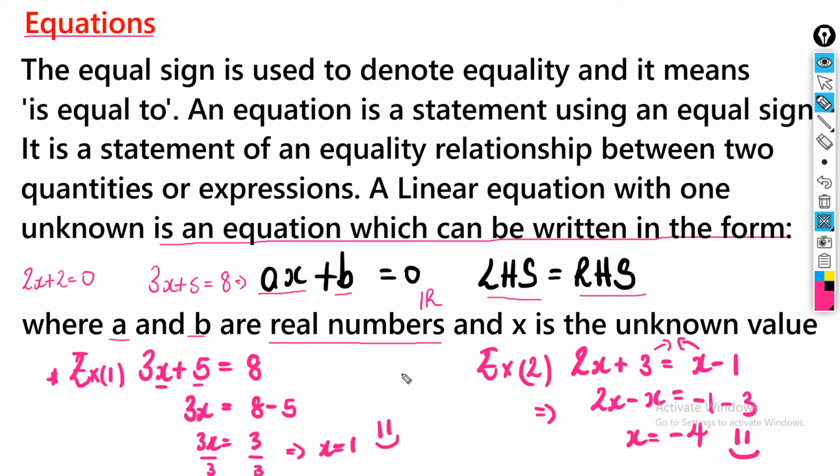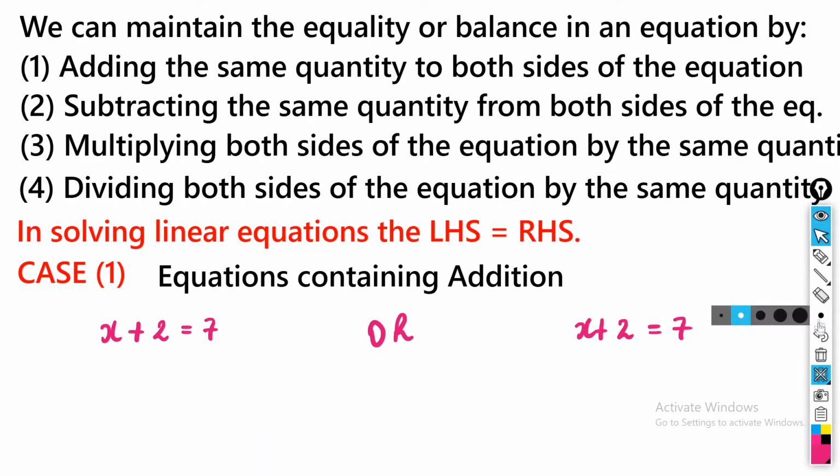Now we're going to look at different cases, or different examples, with equations. We're going to be looking into all the different possibilities and cases in terms of looking at linear equations.